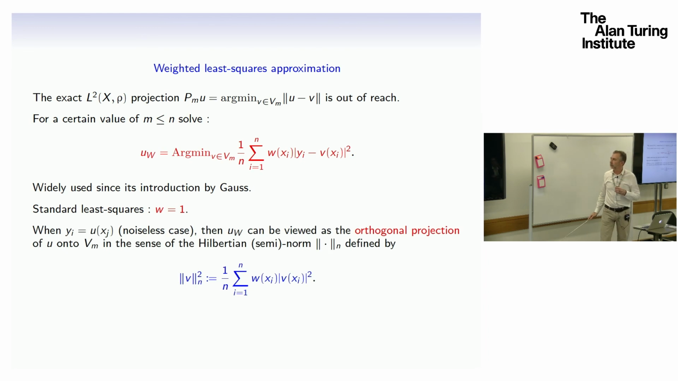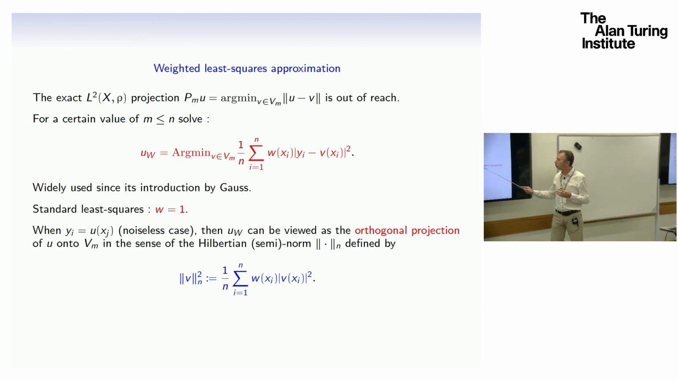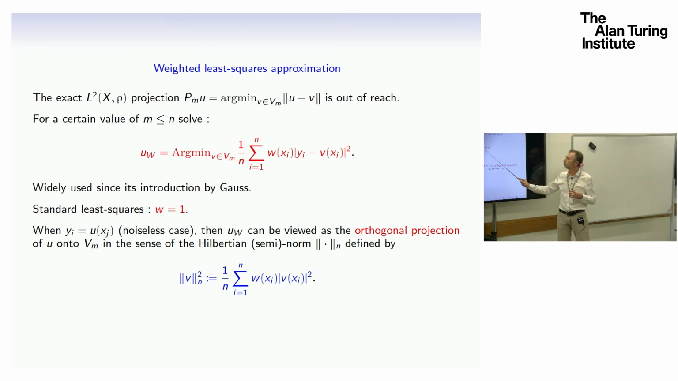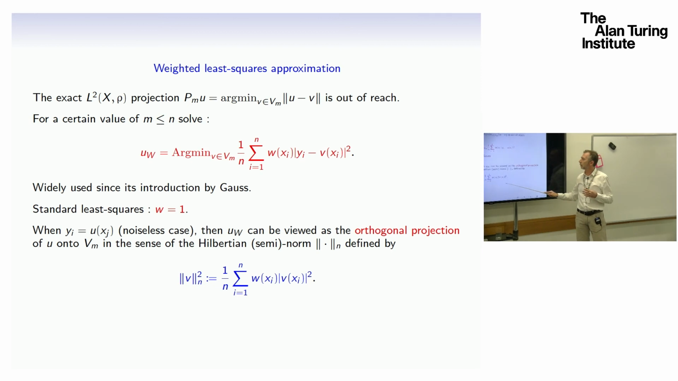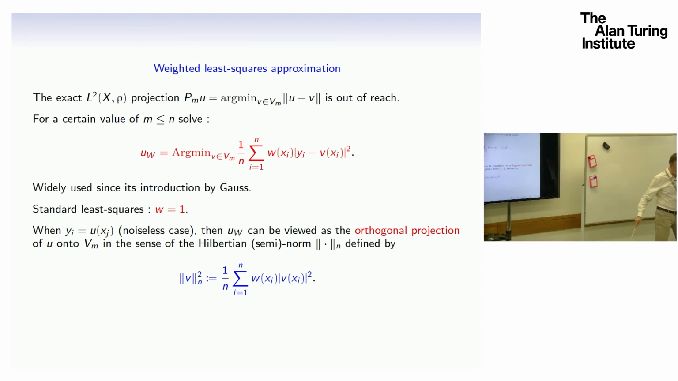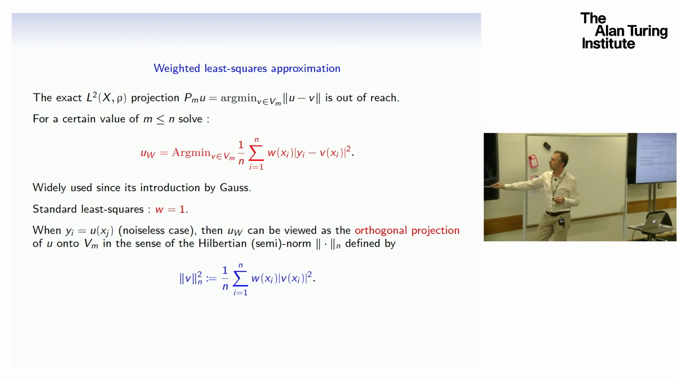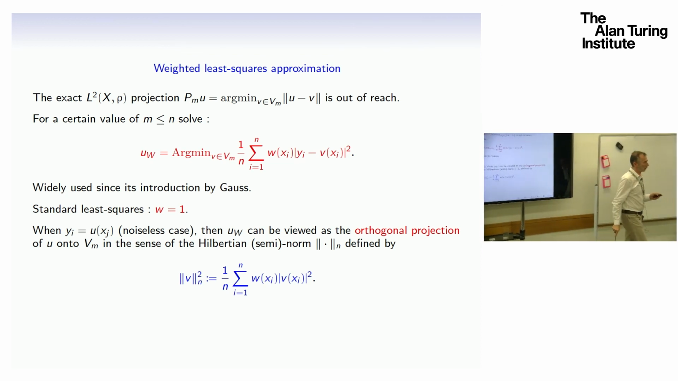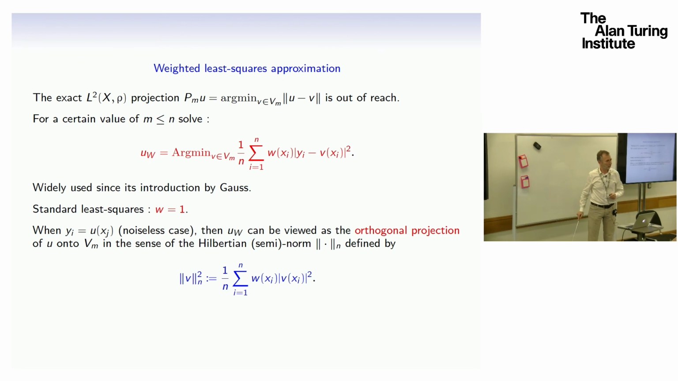Okay? You can view this method as an orthogonal projection of u into Vm in the sense of this Hilbertian semi-norm. It has the structure of a norm, but it could not be one. It could be 0 even if the function v is non-zero. Okay, which is induced by the sampling and the weights. Okay, this square is nothing else than that. So I will denote by Vn this discrete semi-norm. Is everything clear so far? I guess so.